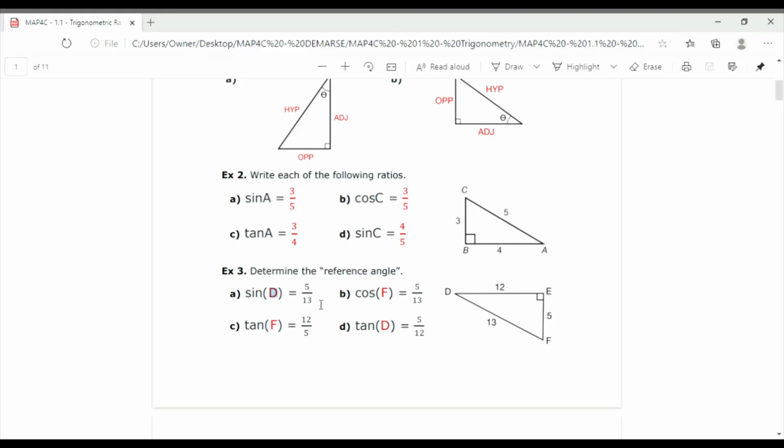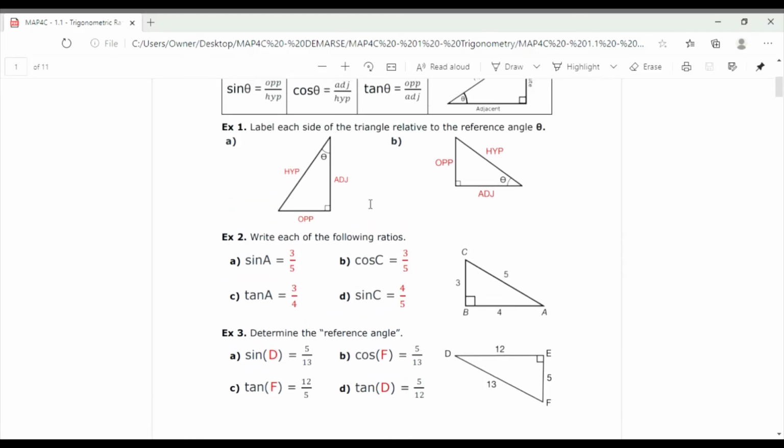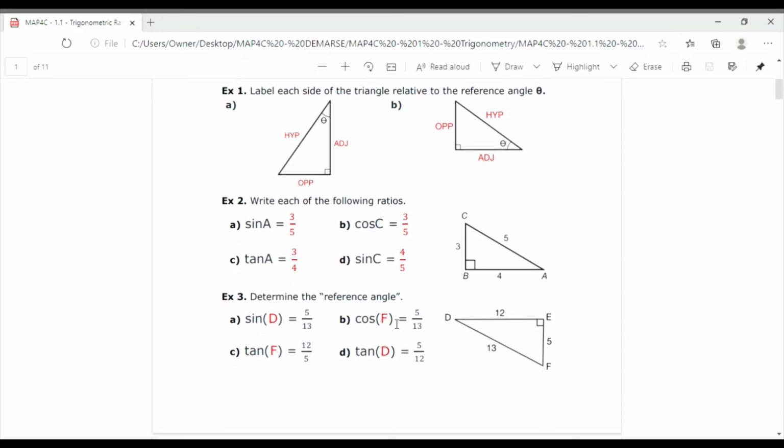Now it's a little tricky to view these because the answers are already filled out, but assume that you didn't know what the capital letter in the brackets are. That's what we're trying to find for these. Example 3b. Cos of what angle is equal to 5 over 13? Well, cos is adjacent over hypotenuse. From what angle's perspective is 5 the adjacent and 13 the hypotenuse? That would be the case from angle F. 5 is adjacent to F, 13 is hypotenuse. So B, the angle we are talking about, is F.